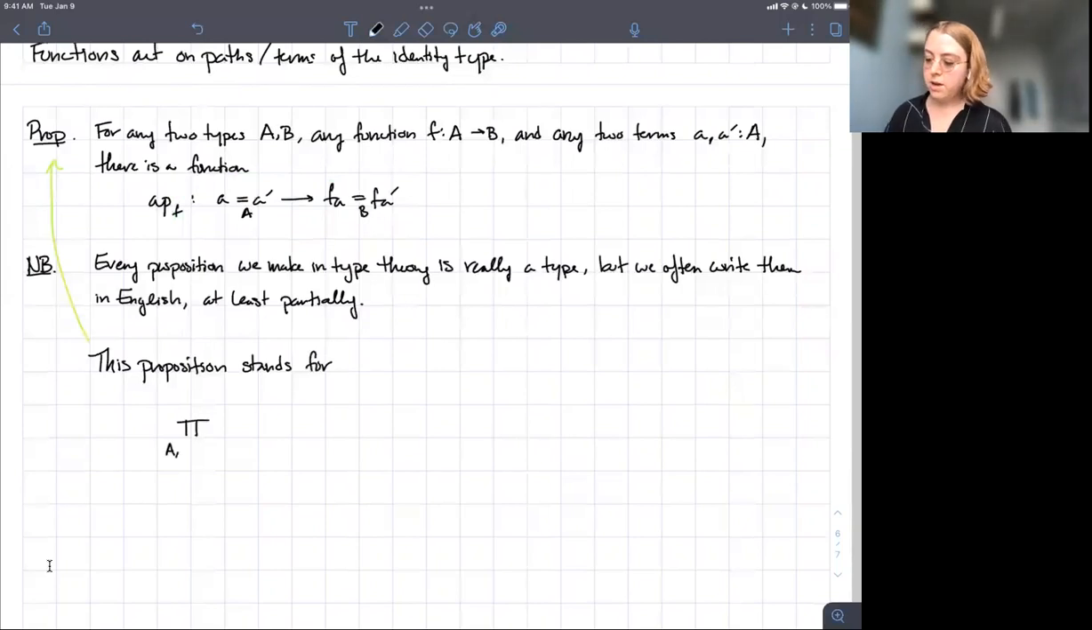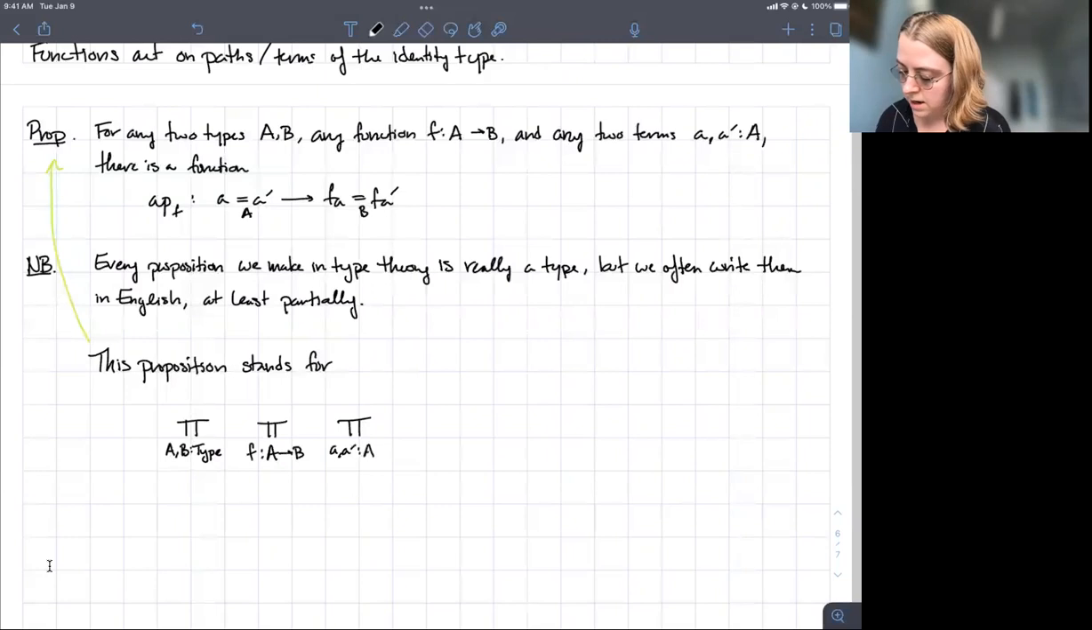So I said for all A and B, for any two types A and B. Here I'm going to write a pi type, for all A and B in type. Again, getting a little bit ahead of myself, I'm using a universe type here to do this quantification. We haven't seen that yet. We'll see it in the next lecture. But to explain this, I just have to use that a little bit. Okay, so for all types A and B, for all functions f from A to B, for all a in A and a prime in A.